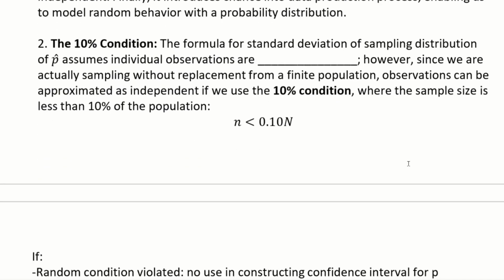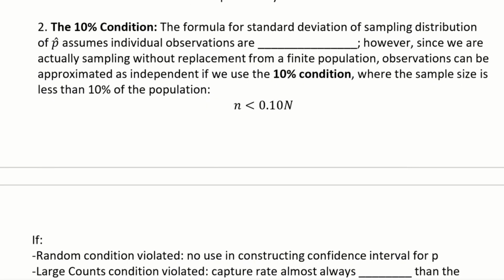All right. The 10% condition is the second condition we want to satisfy. Remember, the reason why we want to use a 10% condition is it's essential for the formula for the standard deviation. Remember that formula assumes that the individual observations are independent. And in order for them to be independent, we have to select them without replacement. However, it's not possible to do that practically. And so what we have to ensure is that our sample is as small as possible while still being large enough to estimate the population.